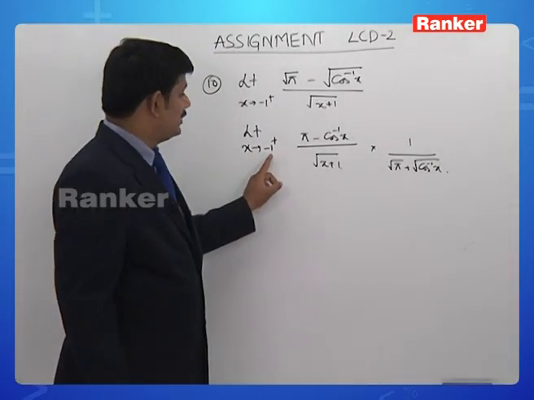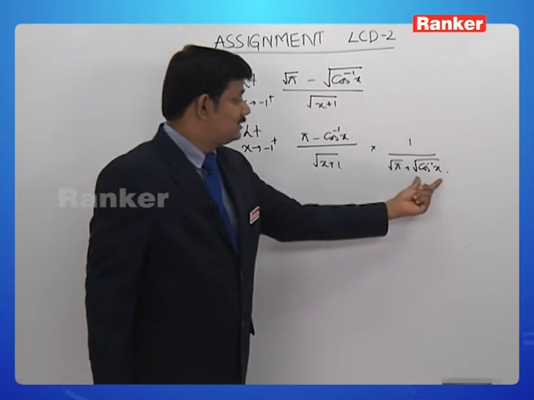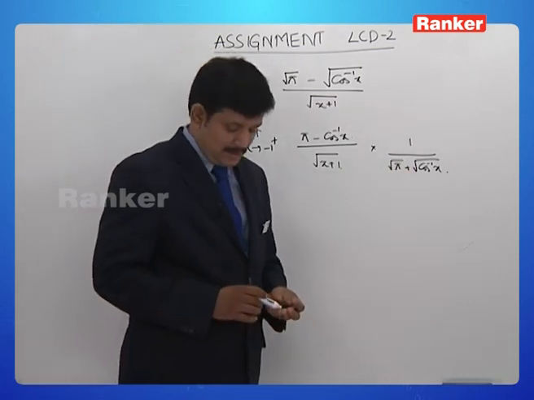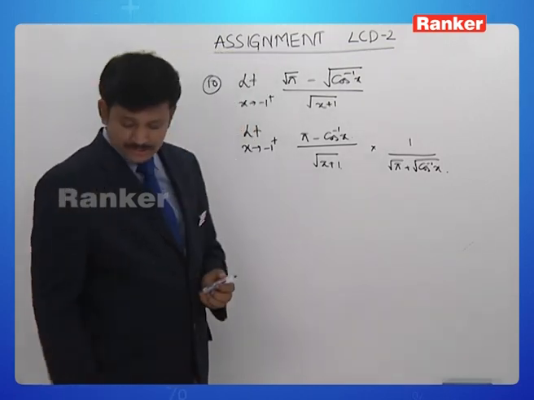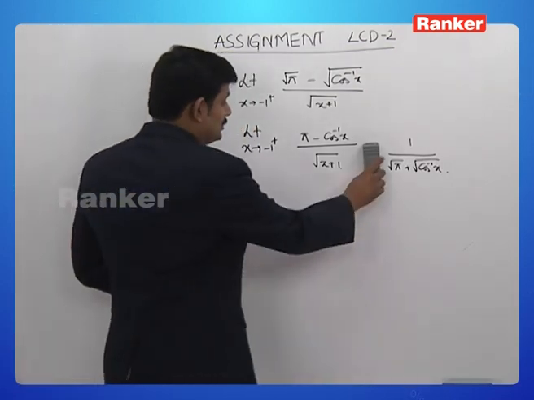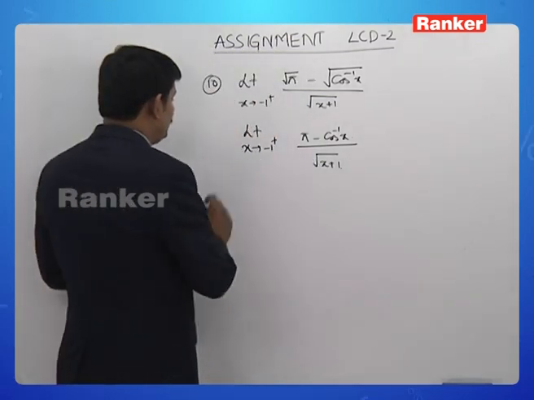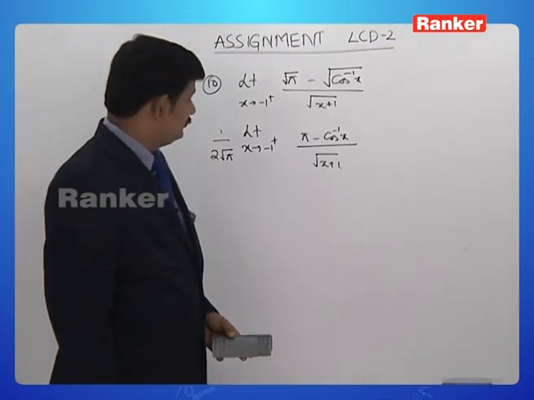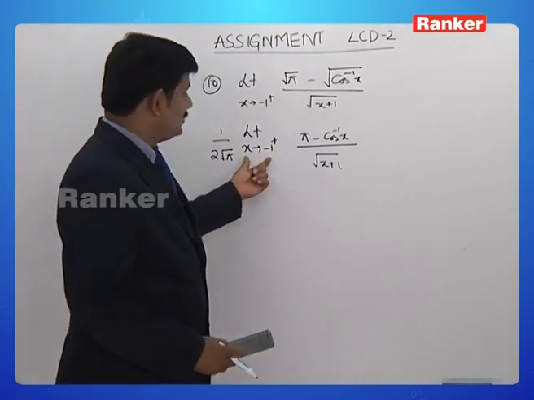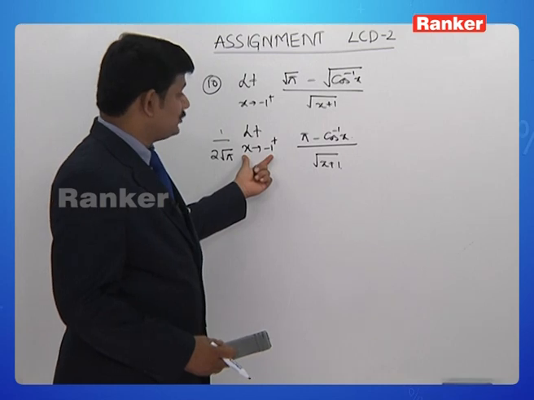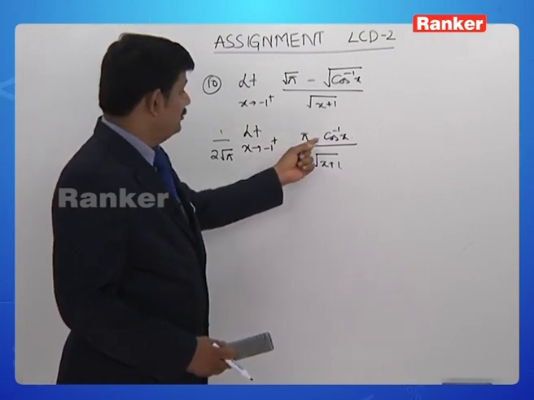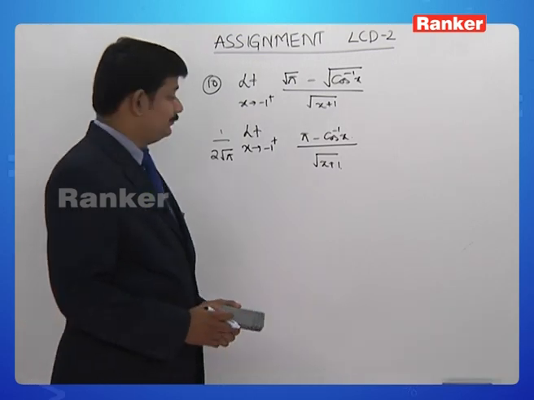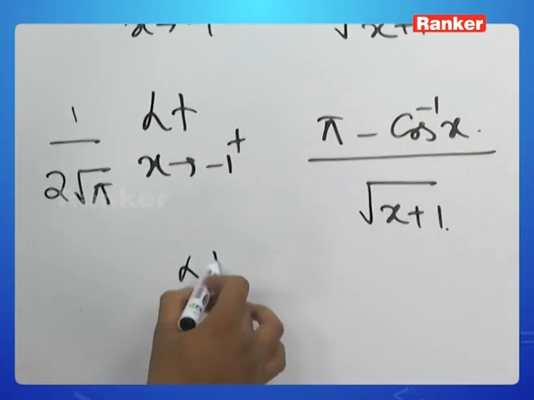So as x tends to minus 1 plus, cos inverse x tends to pi, root pi plus root pi is 2 root pi, and 1 by 2 root pi we can bring out of the limit because it is a non-zero finite number. Now, the question is rather simpler. Limit x tending to minus 1 plus, pi minus cos inverse x divided by root x plus 1. Let us apply L'Hospital rule now.